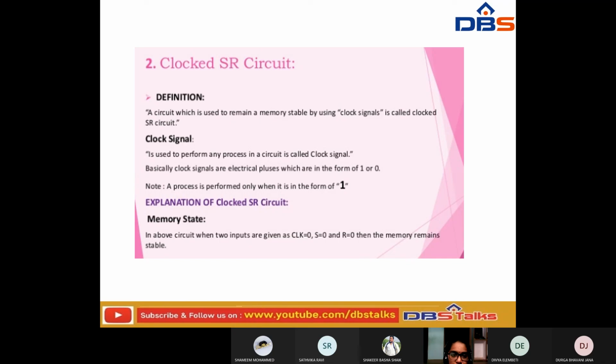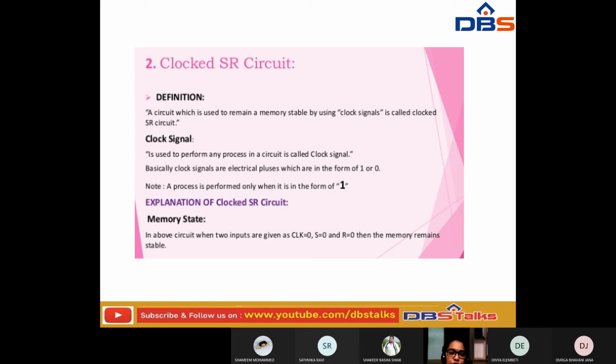Next, basically the clock signals are the electrical pulses which are in the form of either 1 or 0. We can note that a process is performed only when it is in the form of 1. So how do we explain the clocked SR circuit?